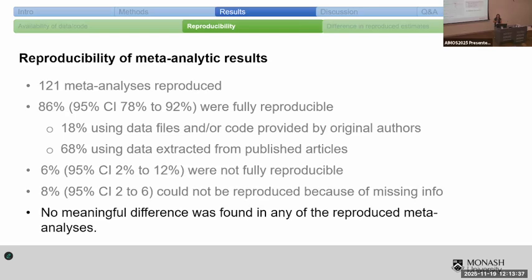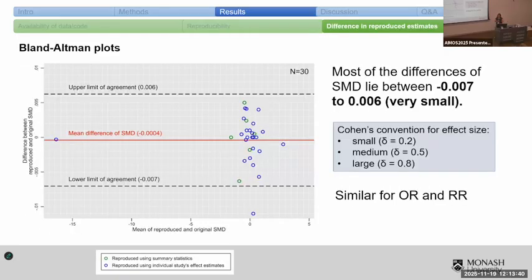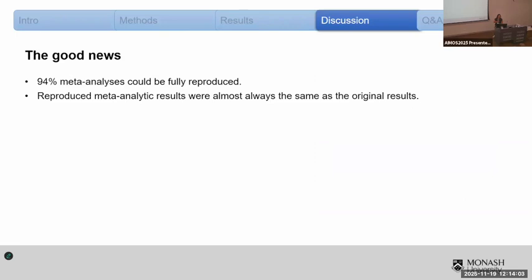But the good thing is we didn't find any meaningful difference in the reproduced meta-analyses. This is a Bland-Altman plot, just to show an example of the difference in standardized mean difference between the original SMD and the reproduced SMD. It means that most of the differences lie within a very small range of effect, so it's not really making much difference. So in summary, 95% of the meta-analyses could be reproduced. We love the results. And when we reproduce it, most of the time it is the same as the original result.